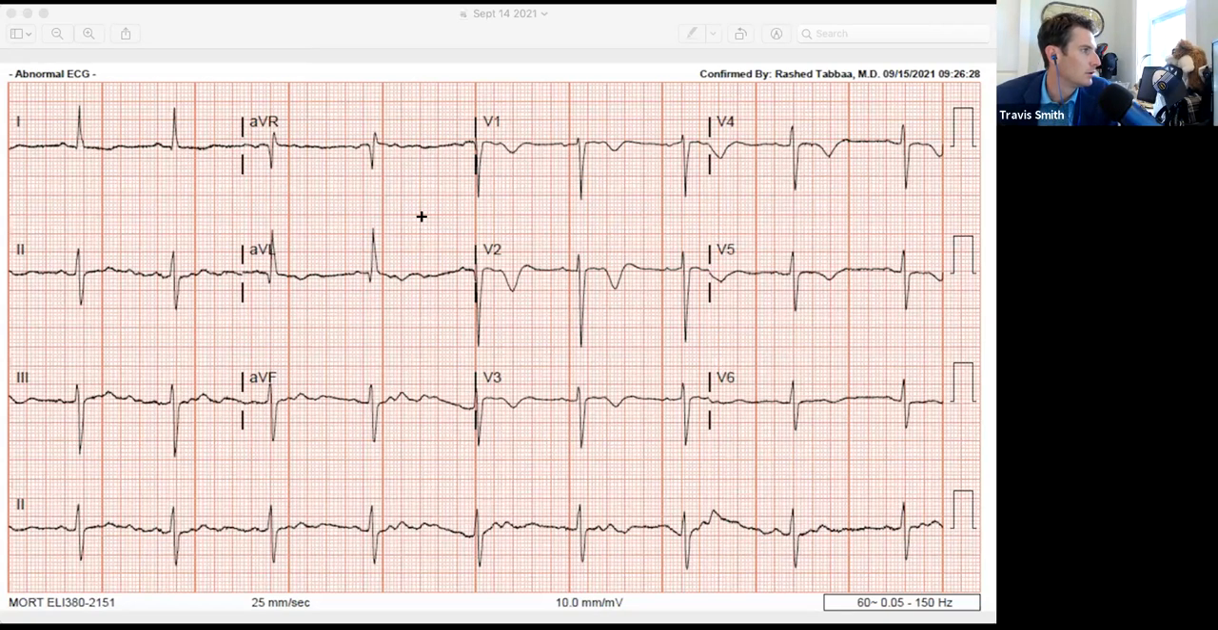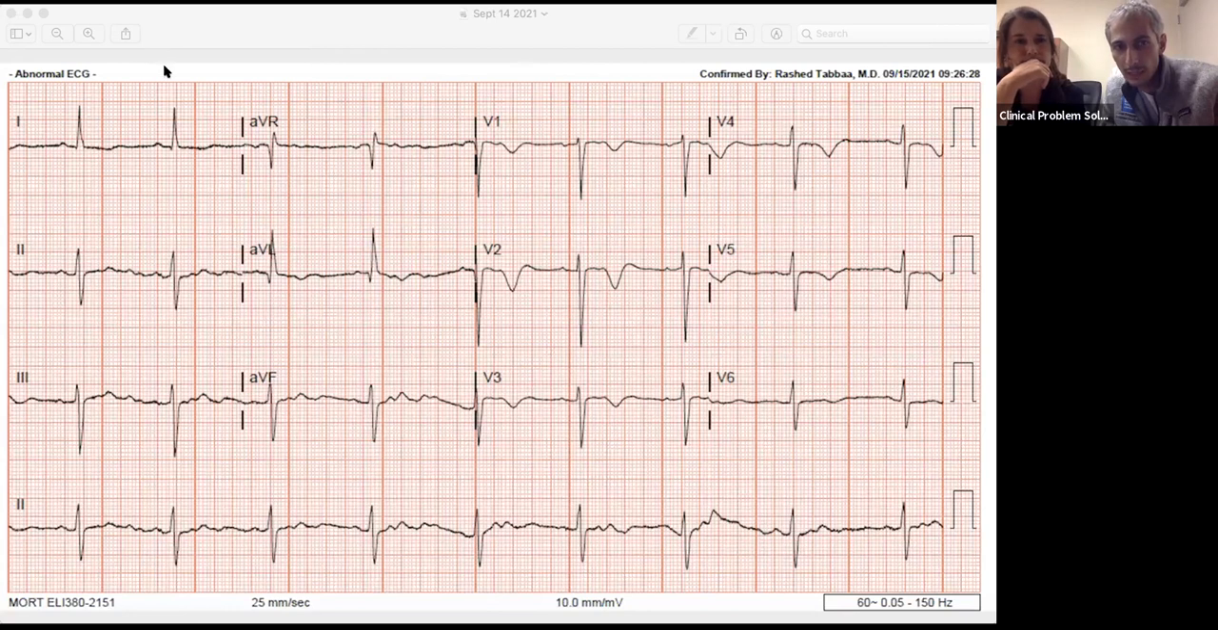Okay. So this is April of 2021. I don't know what was happening here, but just very quickly, those T wave changes were not there. The U waves were there, in fact, even more prominently so, right?